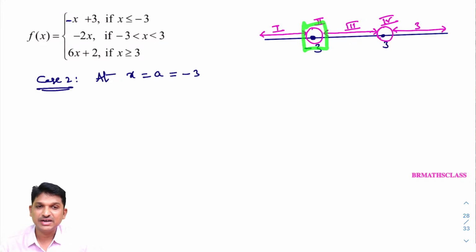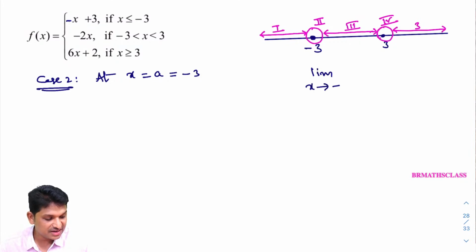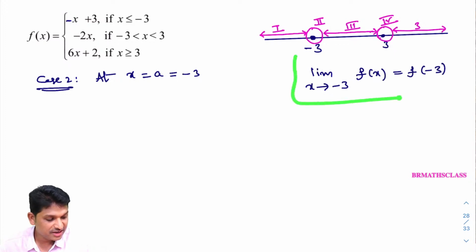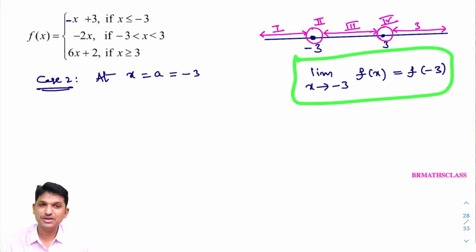Calculating this is a little tricky one. I'll explain. First, what am I checking? I am checking the continuity of the function at x equal to minus 3. When we say the function is continuous at x equal to minus 3, the hero of this story comes: limit x approaches to minus 3 f of x equal to f of minus 3. From the beginning of this chapter, we are using this very frequently. Then we say that this function is continuous at x equal to minus 3.